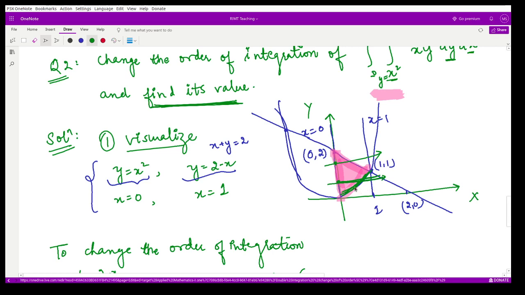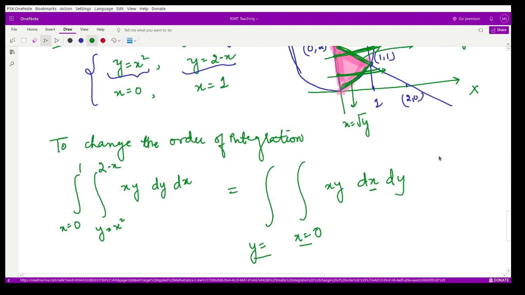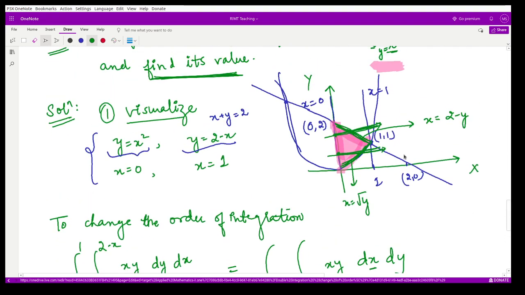So that means for here the value of x, what is that? Square root y. And for this particular line, the upper limit would be according to this curve. And according to this curve, what is the value of x? According to this curve, the value of x is equal to 2 minus y, right? So we have to divide our region into two parts.